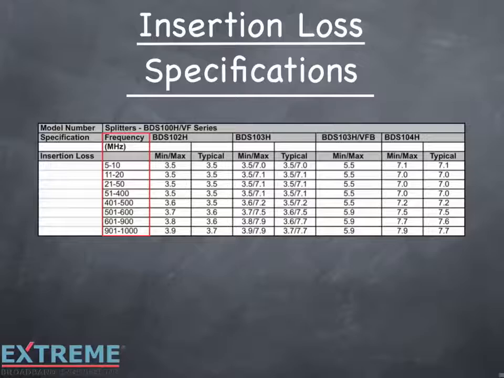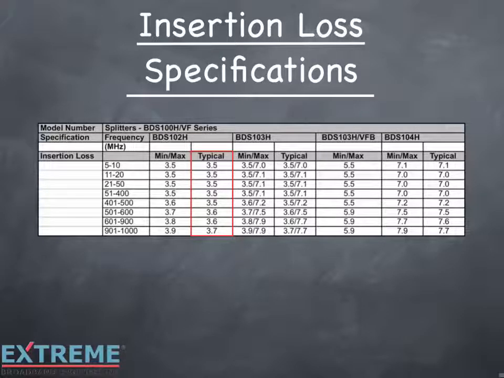Next to that is a column labeled min-max. These are the worst case insertion loss numbers for these devices. These numbers are normally used by the engineers and designers of cable systems. The column next to that is labeled typical. These are the specification numbers that you would typically see for the majority of these devices in the field.